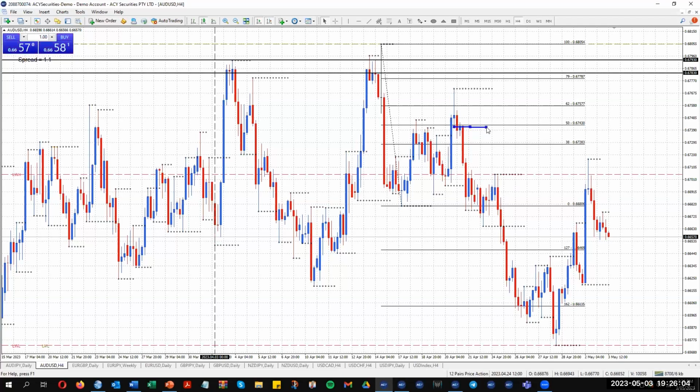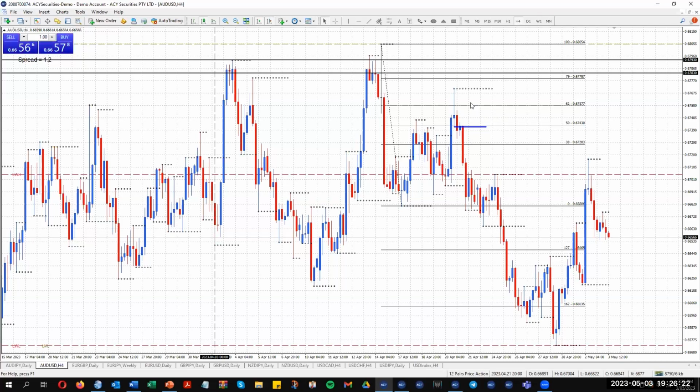So ultimately for me in this area, I would have been looking at the 79% level up here, which we didn't hit. But that being said, how would you trade that? If you see a nice rejection at the 62 level, you can trade the break of the candle, stop above the high. That would have obviously given you a setup to get in.